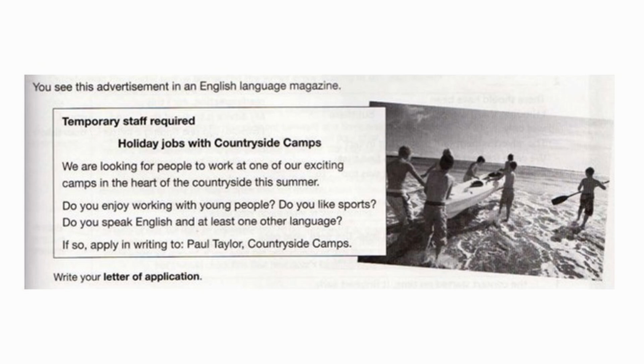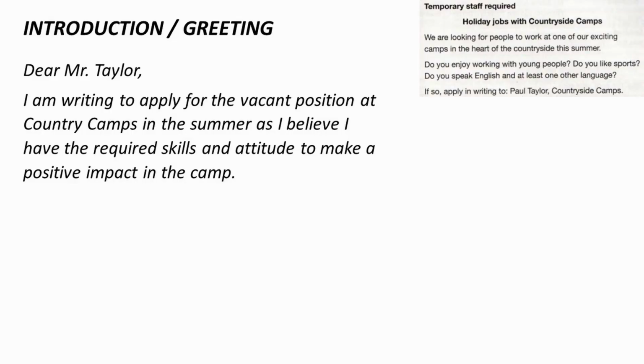So we're given someone to write to, Paul Taylor, and it's a letter of application. So it's going to be formal. And we can already see the 3 key points. They're pretty obvious. So we need to massively change our greeting and introduction from the informal email. We're going to write, Dear Mr. Taylor, I am writing to apply for the vacant position at country camps in the summer, as I believe I have the required skills and attitude to make a positive impact in the camp. Dear is a must, and then a sentence explaining why you're writing.